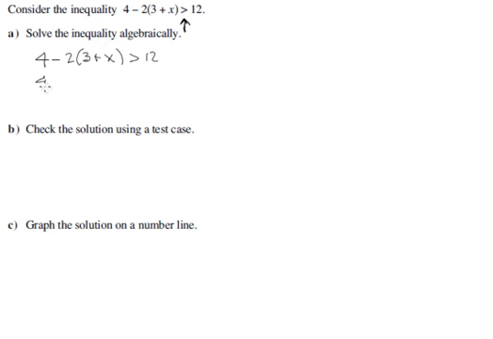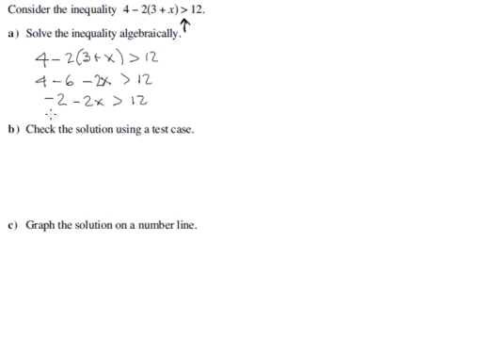So, 4, -2 times 3 is -6, -2 times x is -2x, and that's greater than 12. 4 minus 6 is -2. Alright, so that's an improvement. Now, we want to isolate x, just like if this were an equation, we want it to be x equals. Here, we're going to end up with x is greater than, or some variation on that.